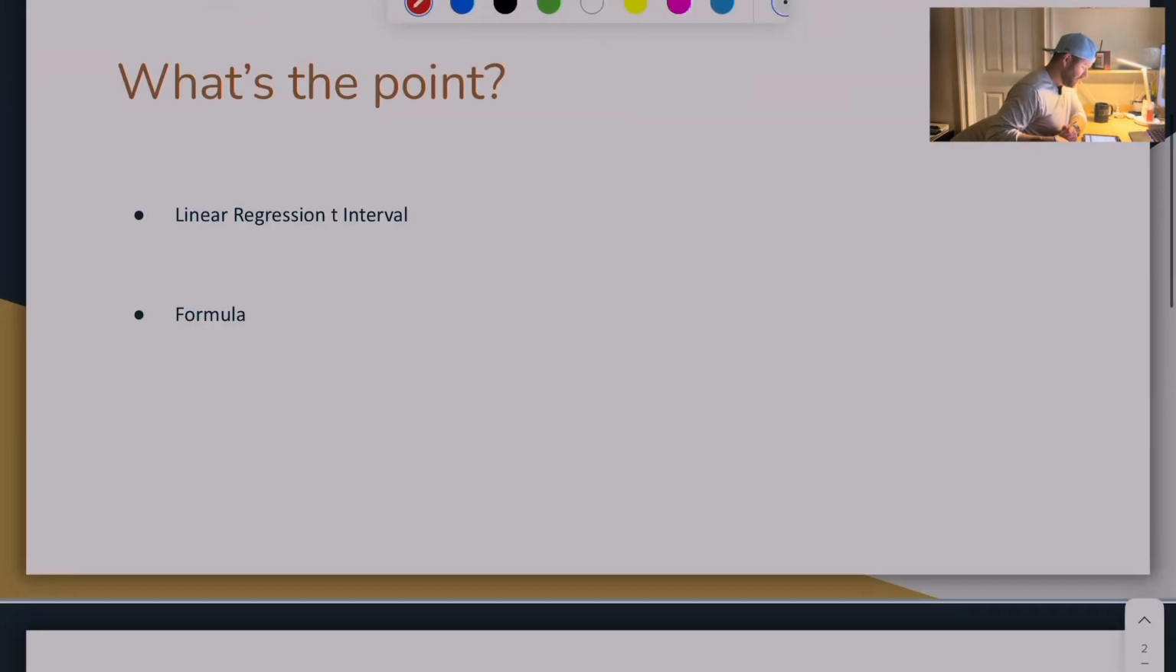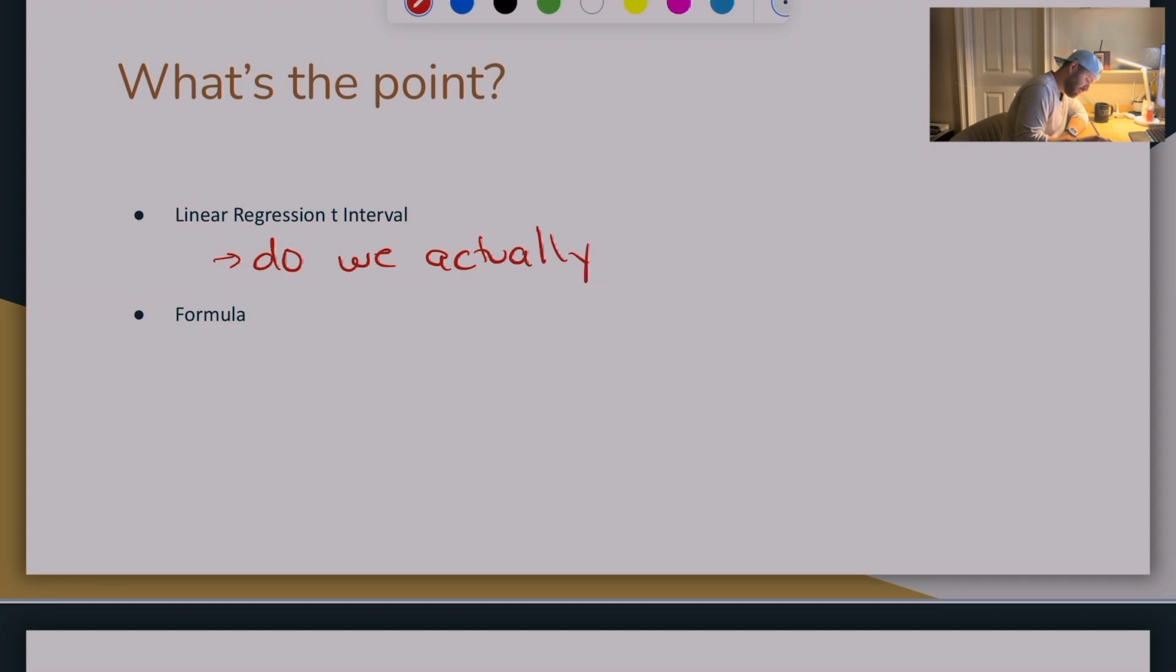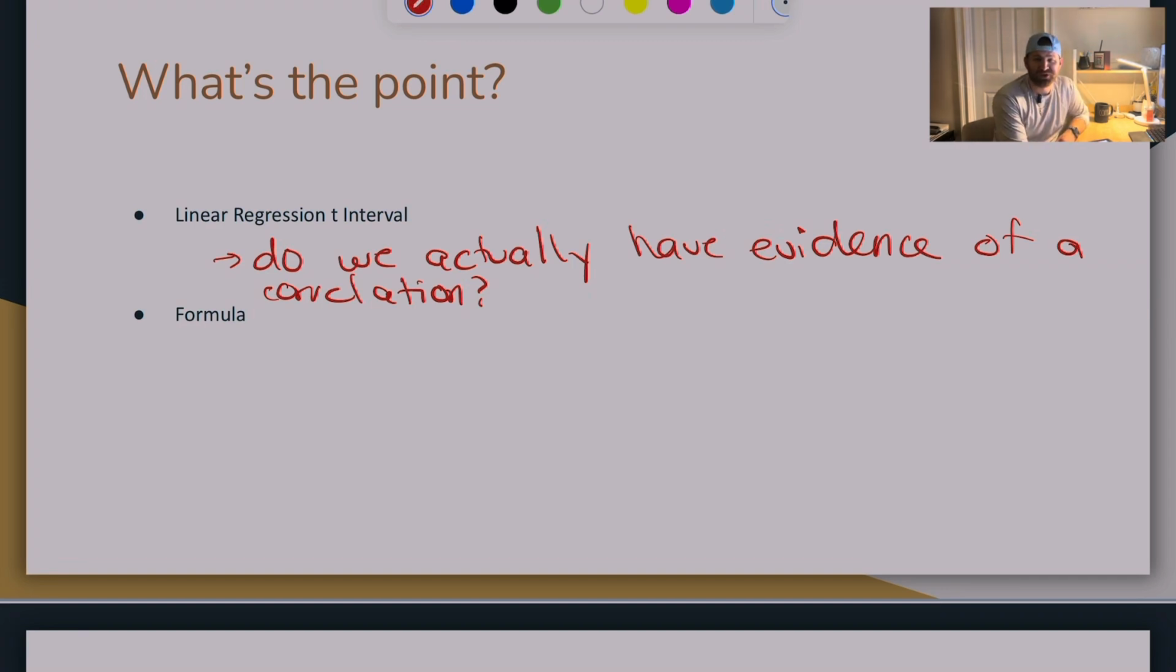So the linear regression t-interval, like I said before, the point is to determine if we actually have evidence of a correlation. Having no pattern in the residual plot is great, but this is one additional stronger piece of evidence to go along with that. And so the formula for this looks like this.